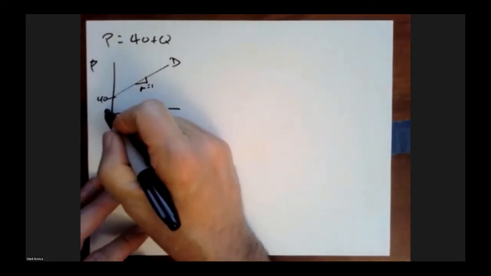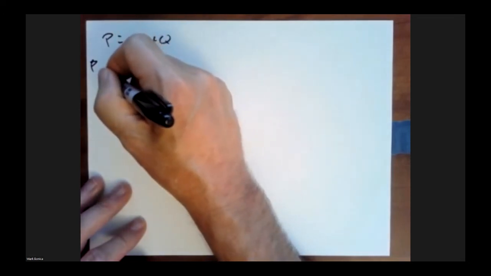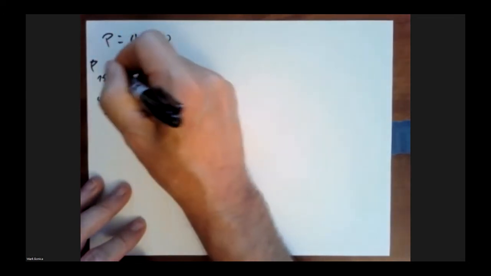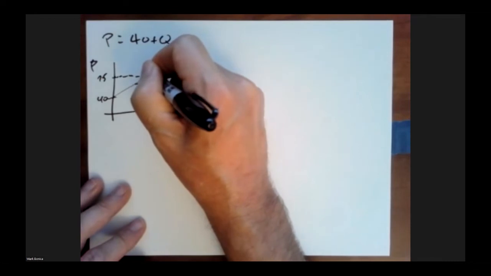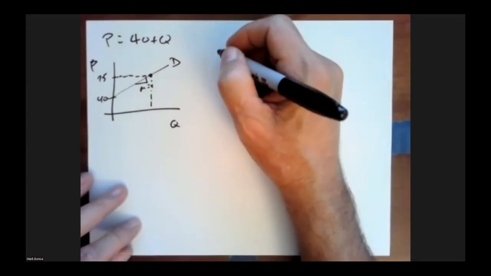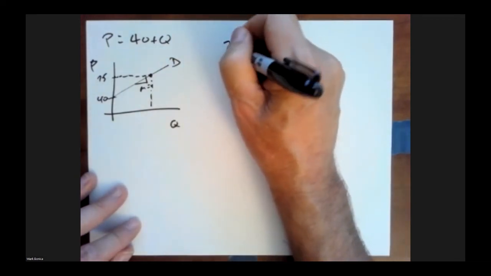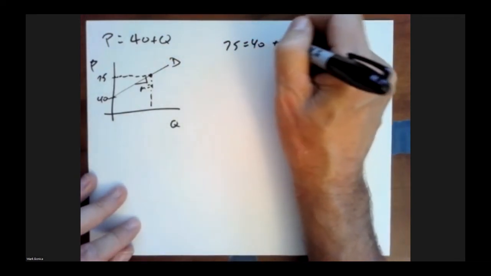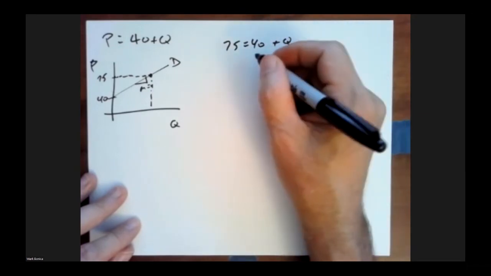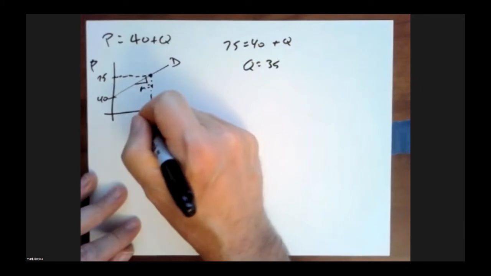So the price at 40, and if Molly charges $75 an hour, we can say that's about here. We can draw a line over and then down. Again, we're just drawing to help us think through the problem. At $75 an hour, what is the quantity? Well, price equals 75 equals 40 plus Q. You subtract 40 from both sides and you get Q equals 35.